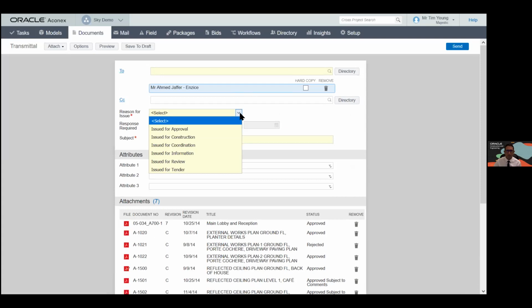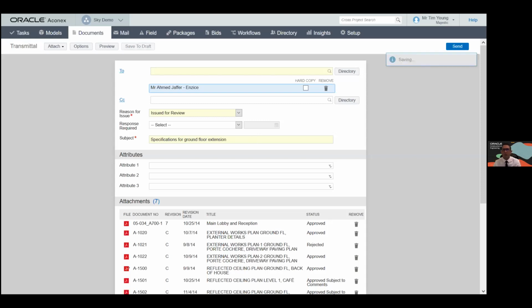Because in any case, if you're using a manual system, you normally say we are sending this for review, for instance. This is issued for review. And then we call this the specs for ground floor extension, for instance. And then you send them off.